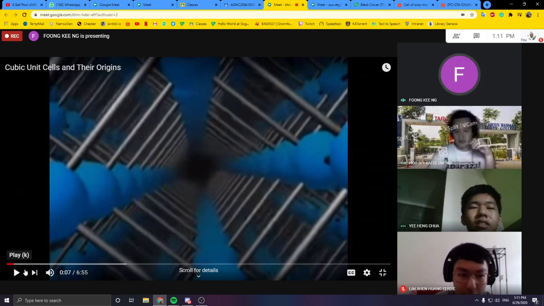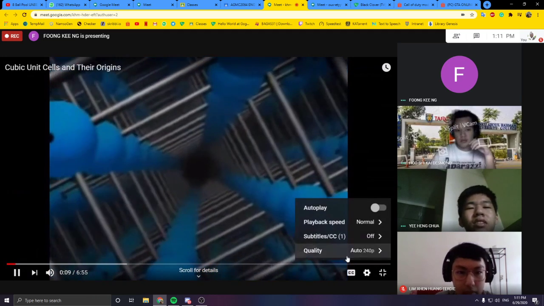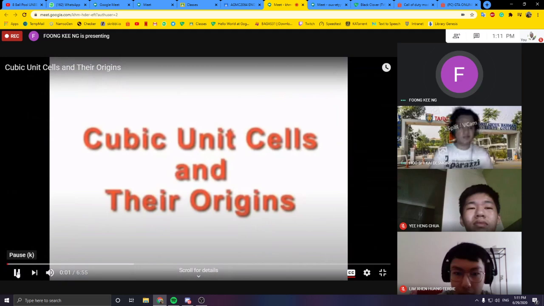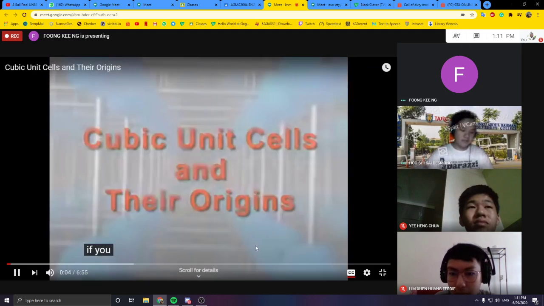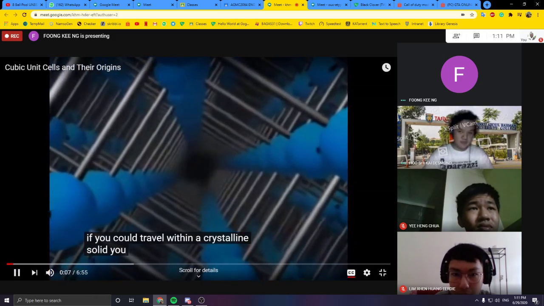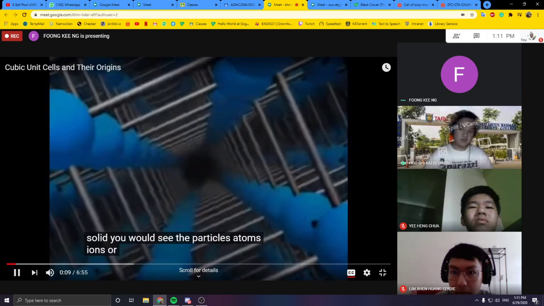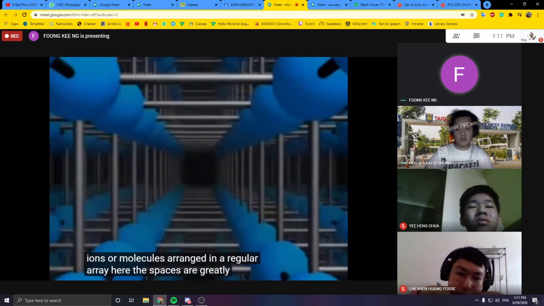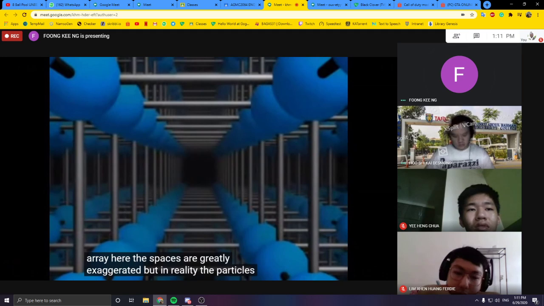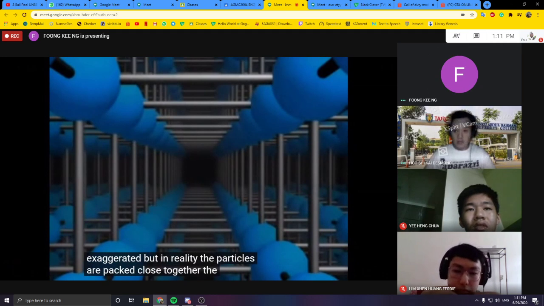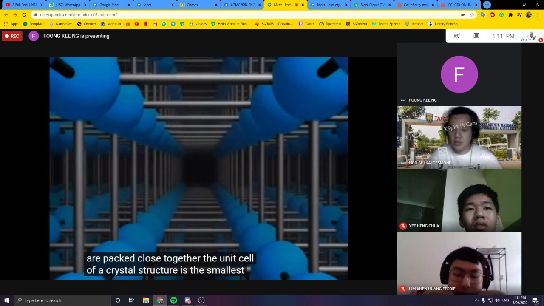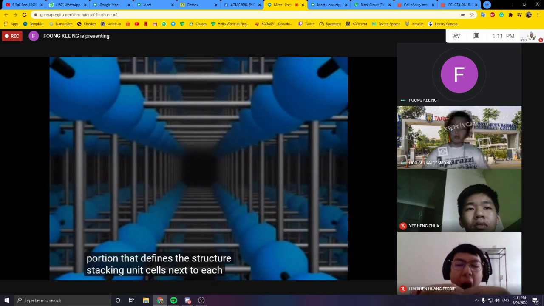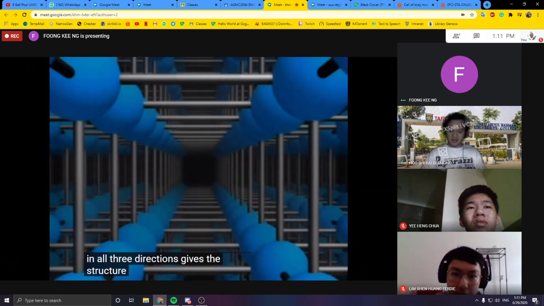Travel within a crystalline solid. Got audio? Okay. See the particles, atoms, ions, or molecules arranged in a regular array. If you could travel within a crystalline solid, you would see the particles, atoms, ions, or molecules arranged in a regular array. Here, the spaces are greatly exaggerated, but in reality, the particles are packed close together. The unit cell of a crystal structure is the smallest portion that defines the structure. Stacking unit cells next to each other in all 3 directions gives the structure.